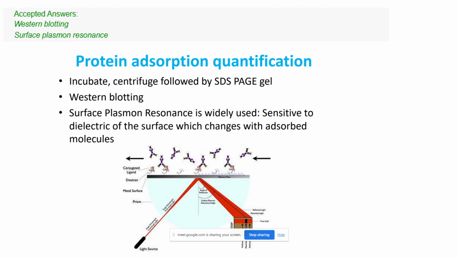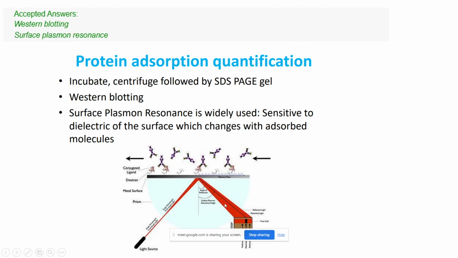In this technique, the prism surface is coated with a metal, and based on the incident light source, the free electrons in the metal surface get excited. That leads to a change in the angle of refraction.